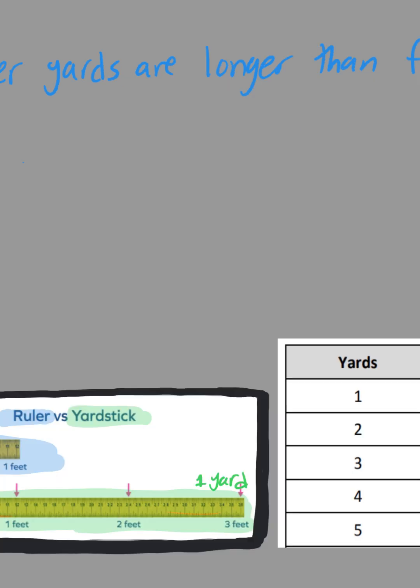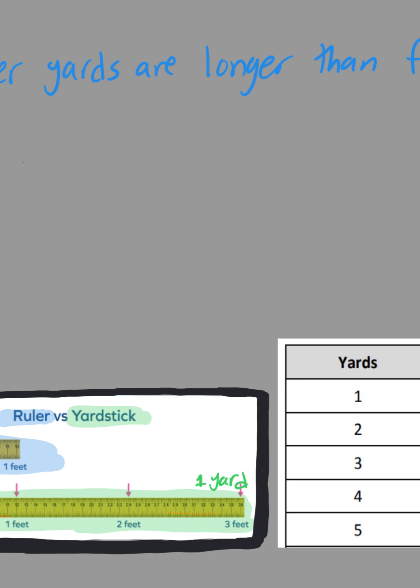For problem number 2 today, we are going to be doing yards and feet. We want to know how many feet are in this many yards. Remember that yards are longer than feet. So down here, I have a demonstration for us that this ruler is 1 foot long, and this yardstick is marked at 1 foot, 2 foot, and 3 foot. So you know there are 3 feet in 1 yard, which I have already written for us.